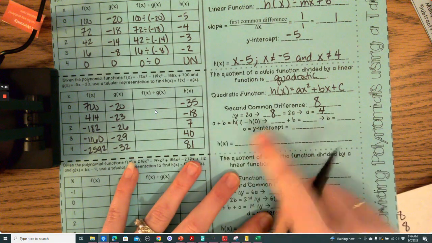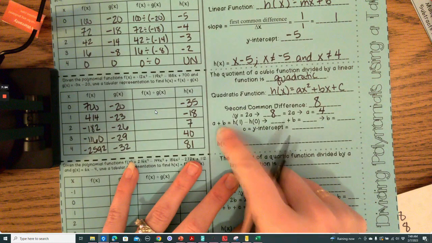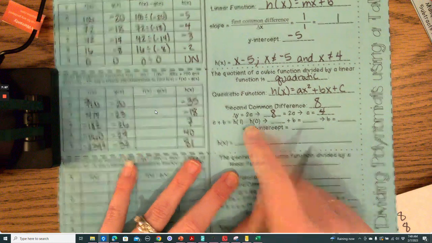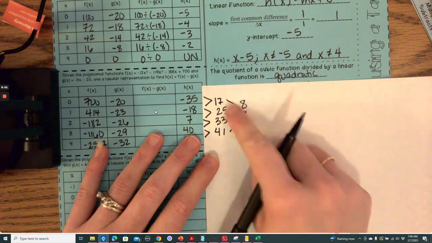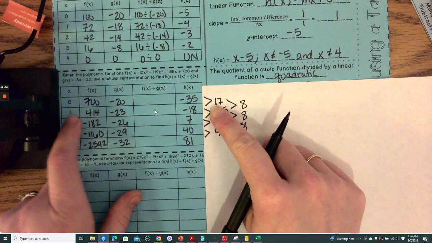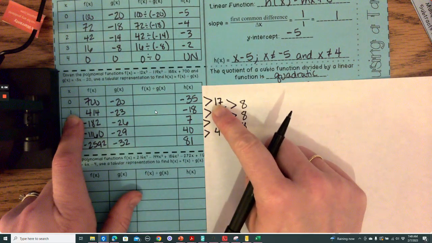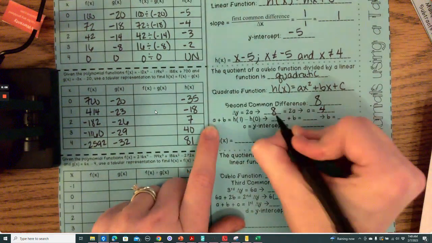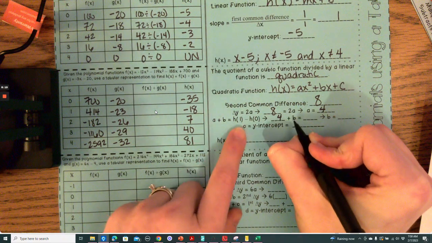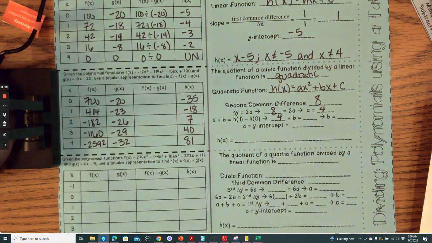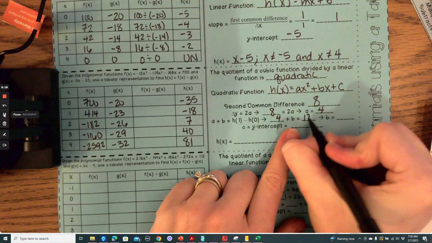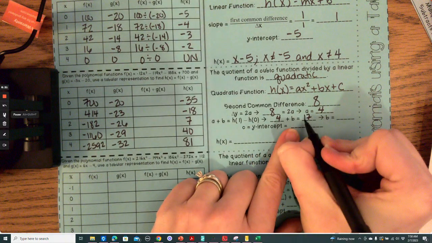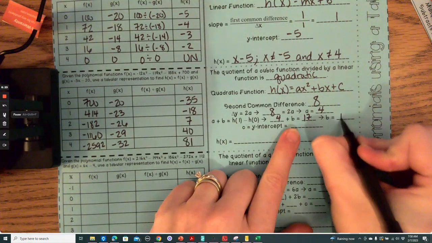So to find your b, a plus b equals h of 1 minus h of 0. So if we look at these differences that we did, 0 and 1, the change is 17. Okay, so a is a 4. We're looking for b. And again, that first change was 17. So if we solve this, 4 plus b equals 17. The b value is going to be 13.